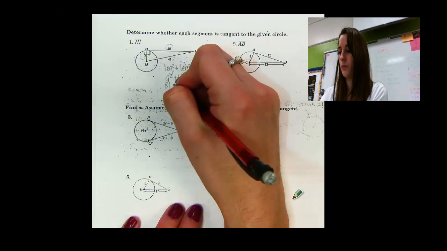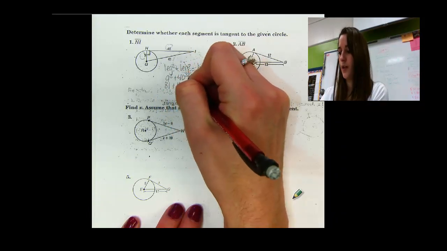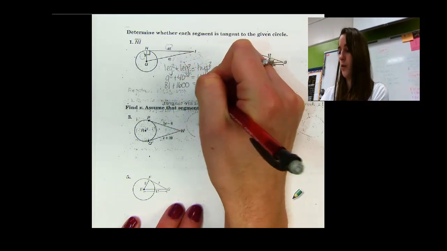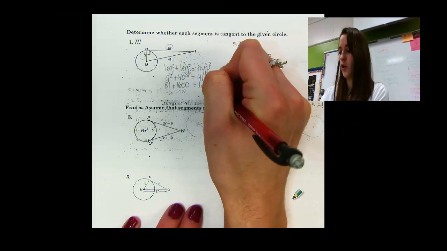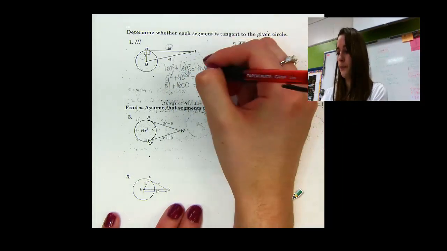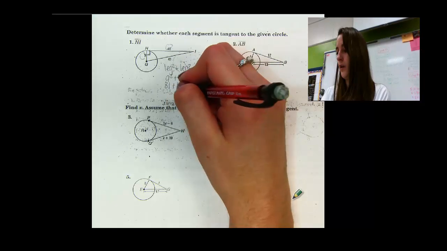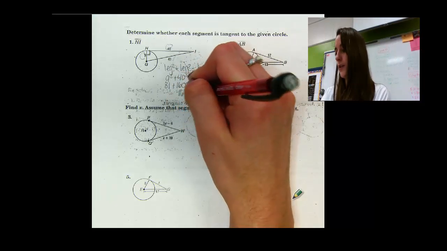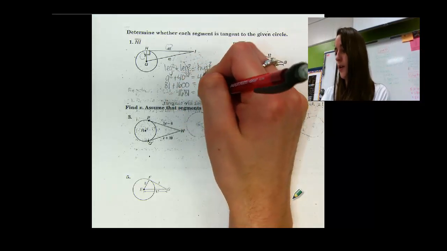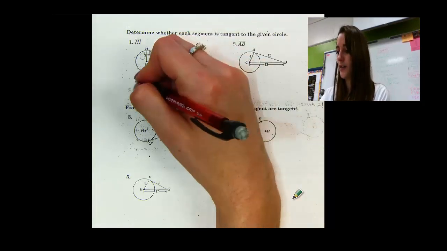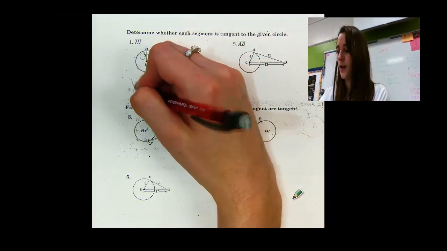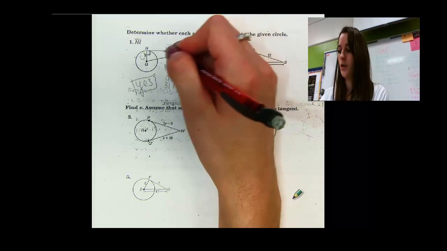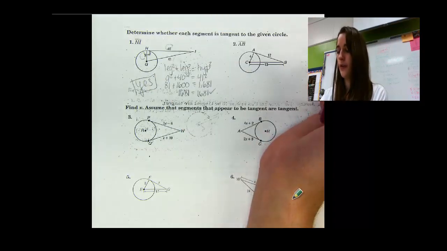So 81 plus 1,600 is equal to 1,681. 1,681 is equal to 1,681. So, yes, the line is tangent to the circle.